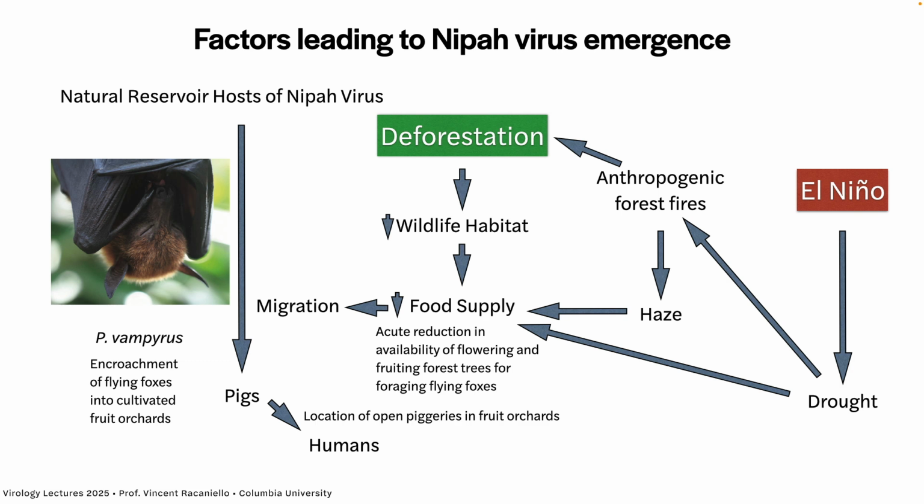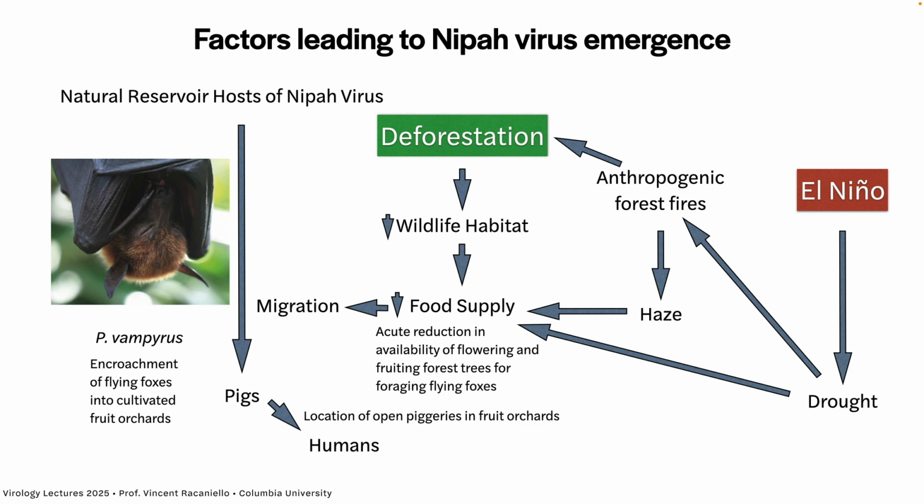So here's the host, the flying fox, natural reservoir flying fox. There was a lot of deforestation going on in that part of Malaysia. At the same time, there was an El Nino event, which caused drought. The forest fires that were being pushed for deforestation called haze. All of this reduced the flowering and fruiting trees that flying foxes need for food. So what do they do? They left their environment and found mango trees in the piggeries. And that's how they delivered the virus.